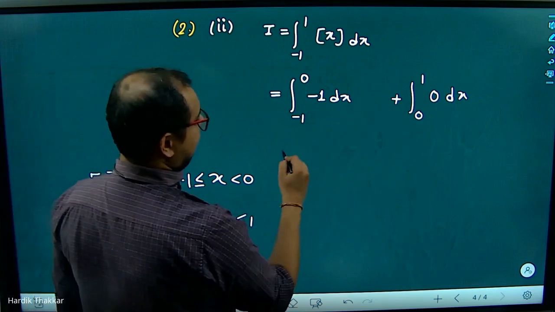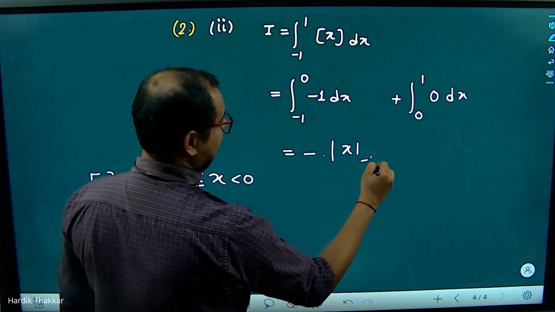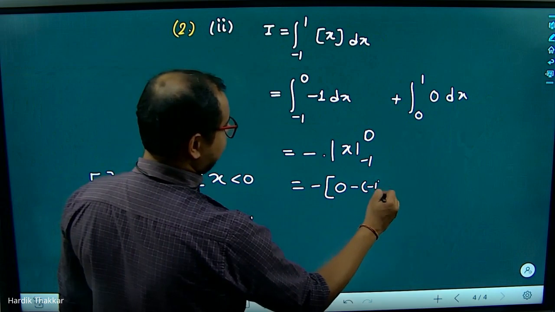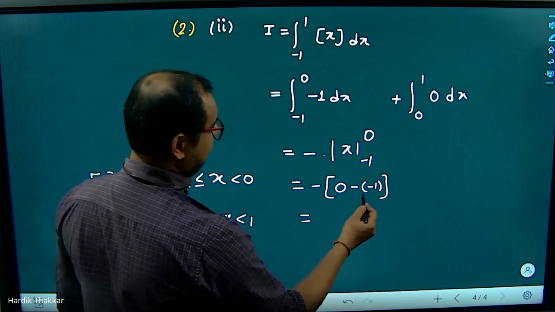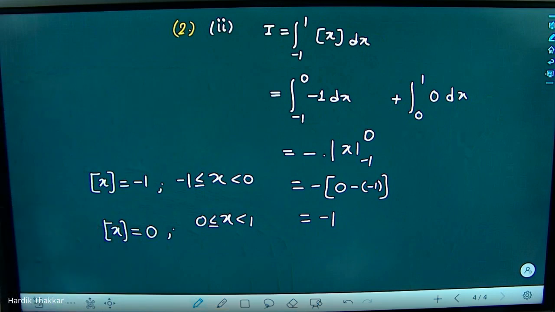Further, this part we can reject. So minus x as it is, the limit will be from minus 1 to 0. Apply upper limit minus lower limit. So it will be like this plus 1. So the final answer will be minus 1. That's it. Okay. Now solve the next question from the same question number 2, third part. Just the limits are changed. Limits are different only.